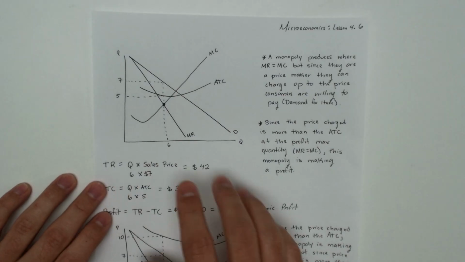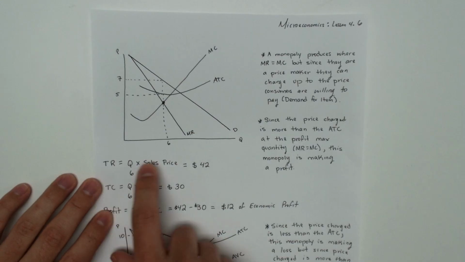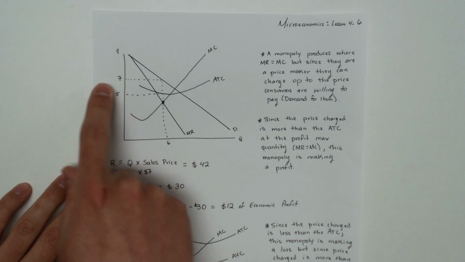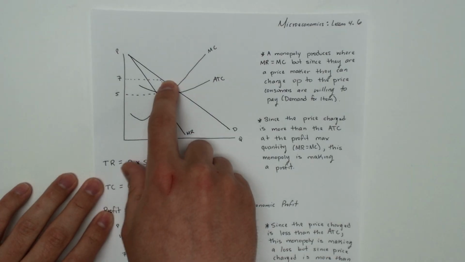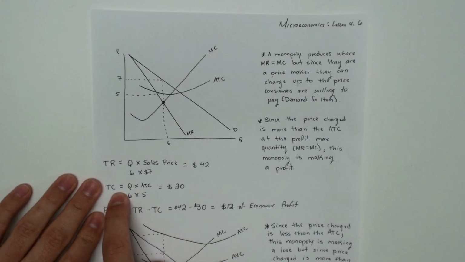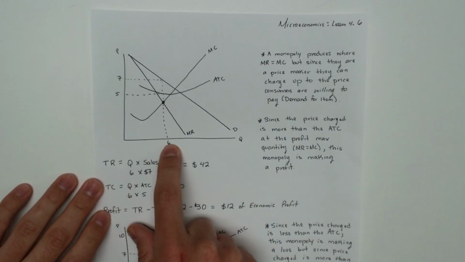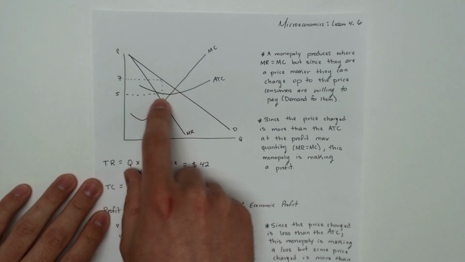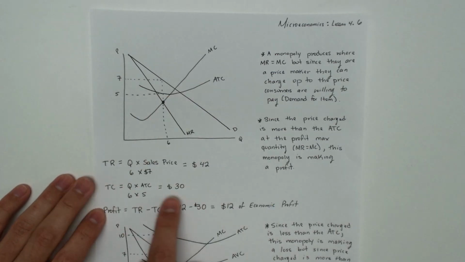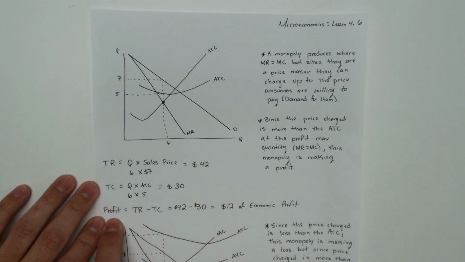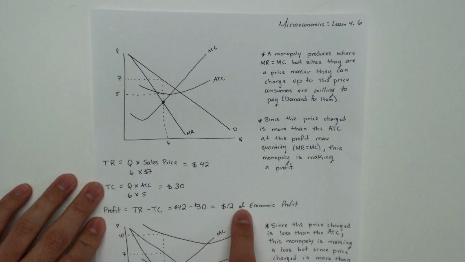How do we calculate how much of a profit? Well, their total revenue is the quantity produced times the sales price, right there. Remember, they're charging up to the demand curve, so that would be the sales price. And the total cost will be the quantity produced up to the average total cost per item, which would be right here where it touches the ATC. Since the total revenue is 42 and the total cost is 30, the profit will be 42 minus 30, which gives us $12 of economic profit.